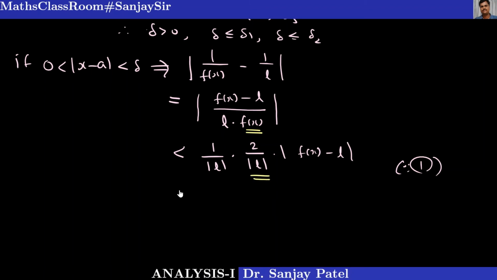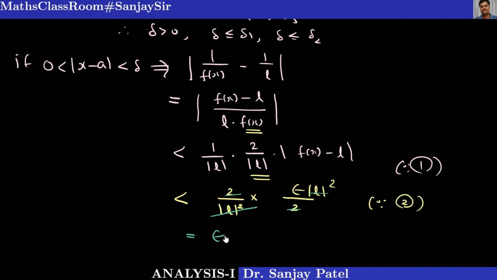And this is less than, this thing is 2 upon mod L square into f(x) minus L, is less than epsilon by 2 into mod of L square because of result number 2. Here I should write mod of L into mod of L, which is mod of L square. So this will be cancelled, and what I will get is simply this is equal to epsilon.